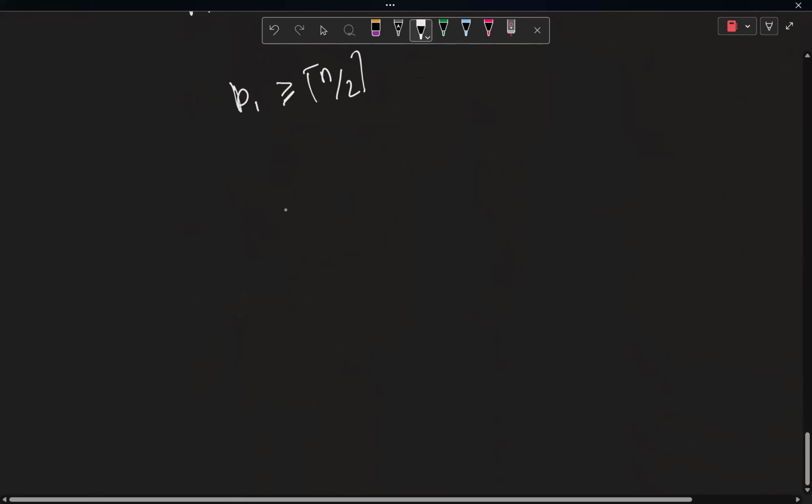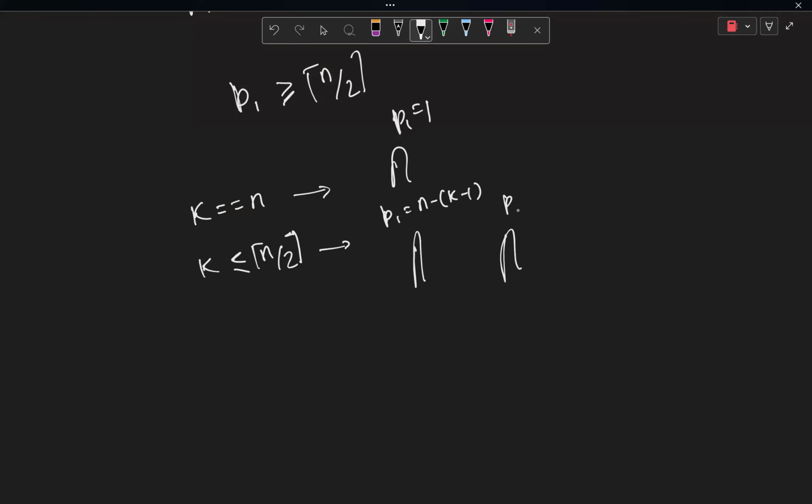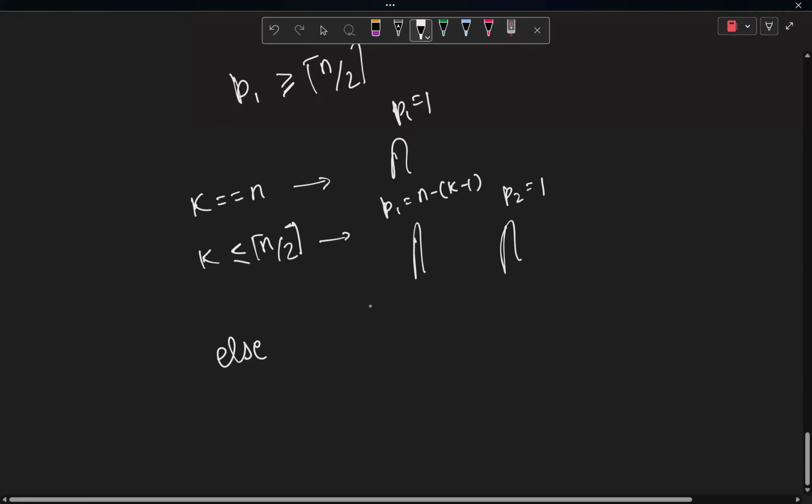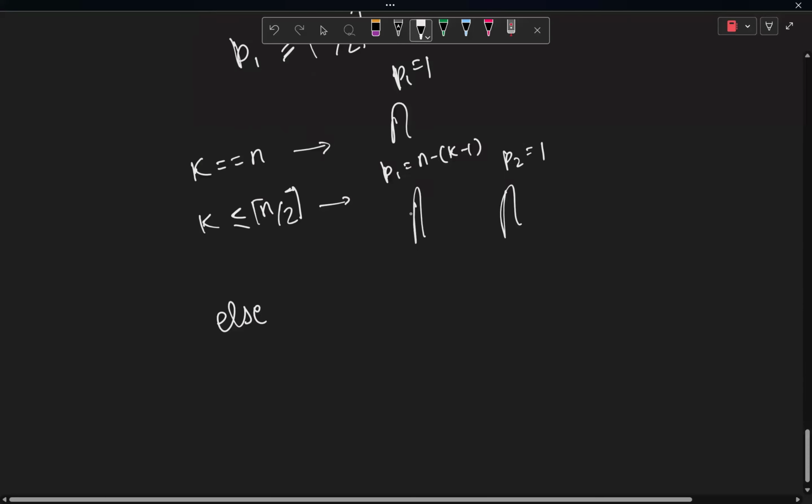that if my k is equal to n, my answer is simply one stall with P1 equal to 1. If k is less than or equal to the ceil division of n by 2, then also my answer is simply P1 equal to n minus k minus 1 and P2 equal to 1. And for the remaining case, the else case, till this point I got satisfied that I'm never getting the answer, so I will just print no.